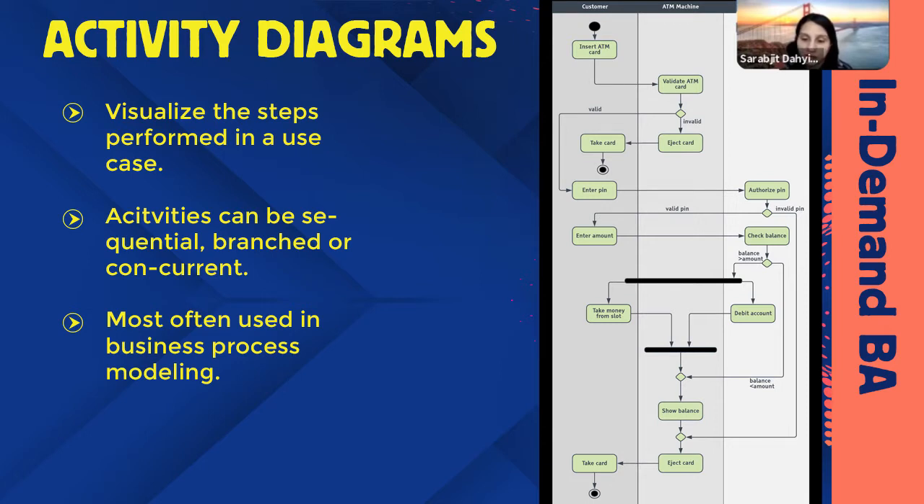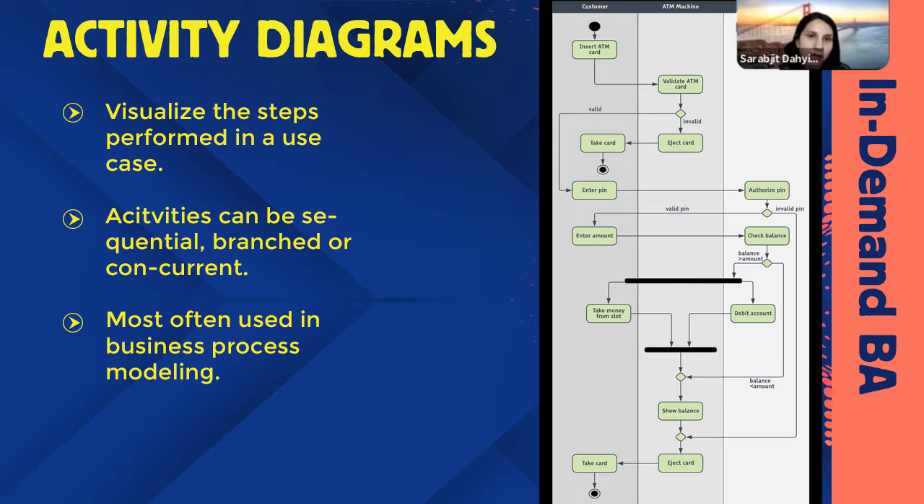So here, I believe, I got this from Google, copy paste here, just to give you guys an example of what an activity diagram looks like. So when you insert an ATM card, that is the start of this process. You validate the card. The decision is whether it's valid or not. So if it's invalid, let's say for example you put in a credit card or a wrong card into the ATM machine, it's going to eject that card. You take that card, and that's the end of this process.